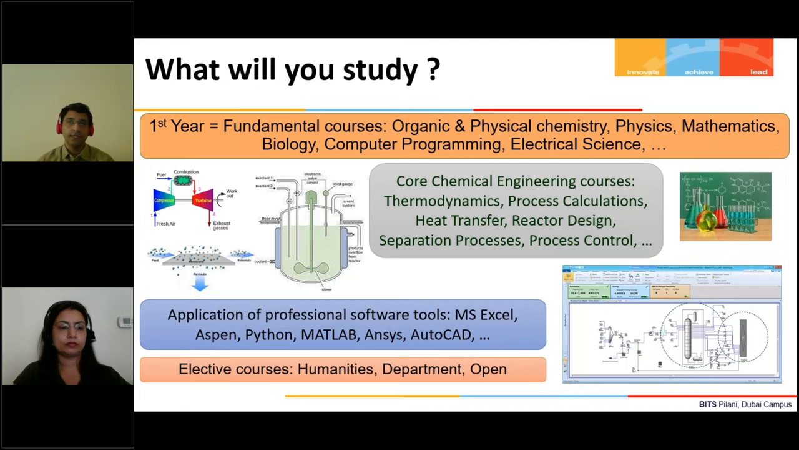Apart from this, you also take various elective courses in humanities and open electives. We also offer department courses to satisfy your area of interest, such as environmental pollution control, process safety, biochemical engineering, or, to be specific, for example, molecular simulation. Next, click this.